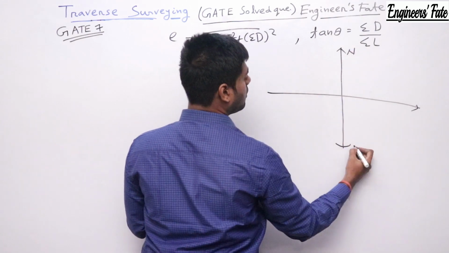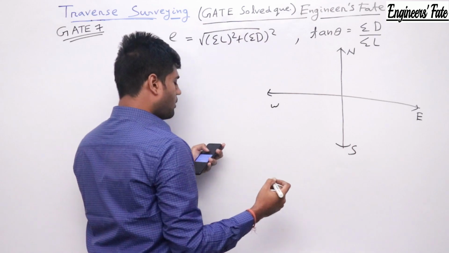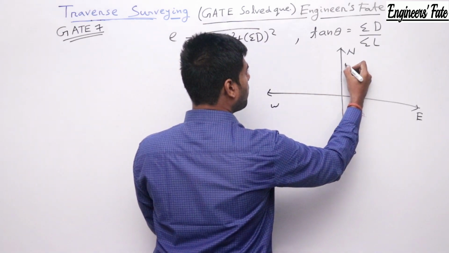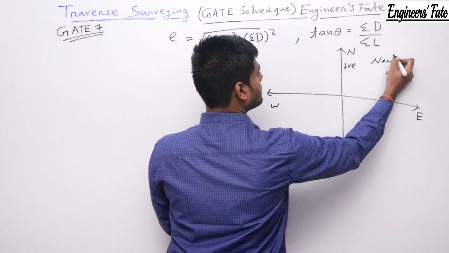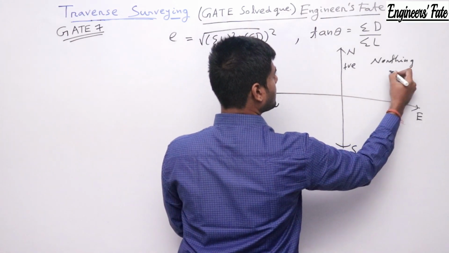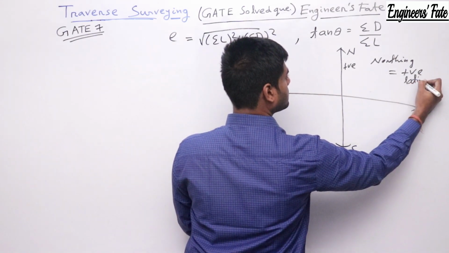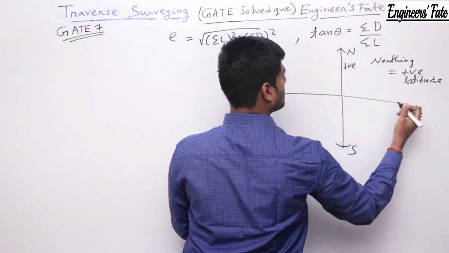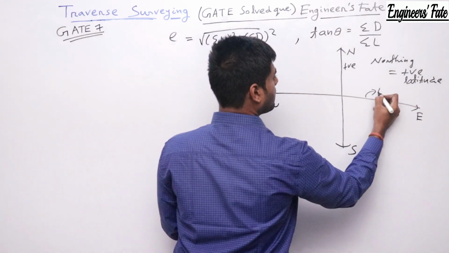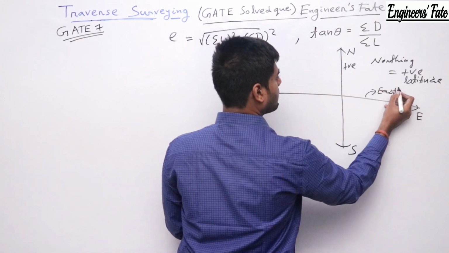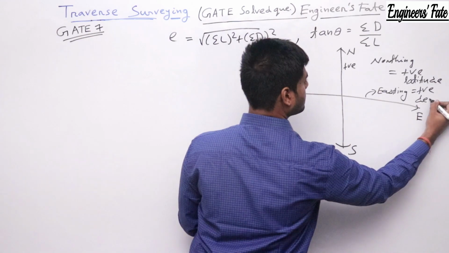That's north, this is south, this is east and this is west. So what is northing? Northing values are positive. This is northing. Northing means positive latitude values. So easting means the same thing. Easting means positive departure.